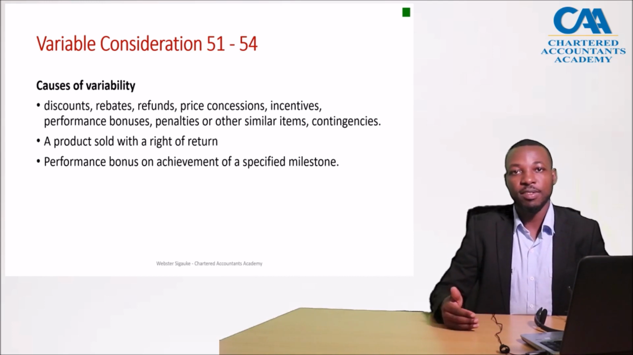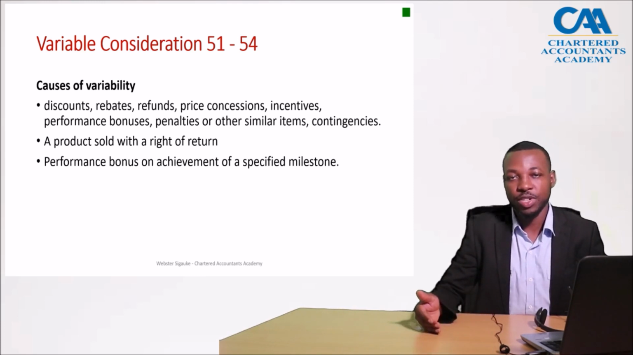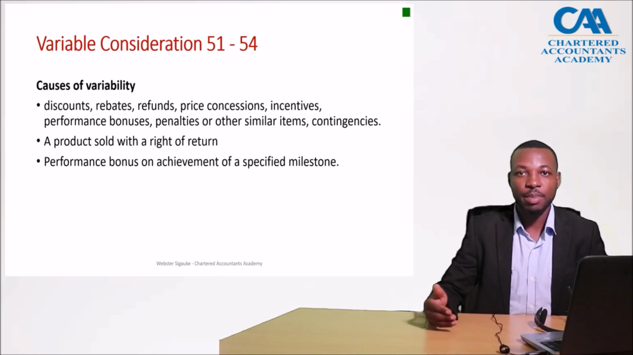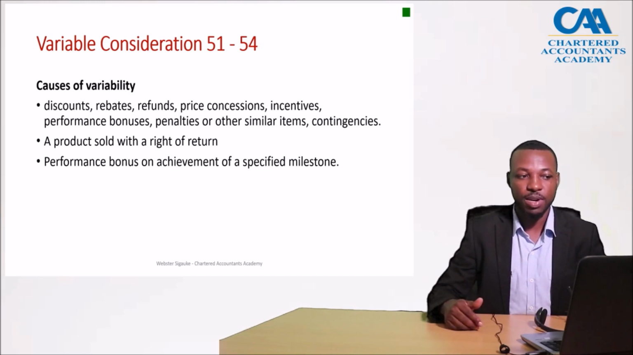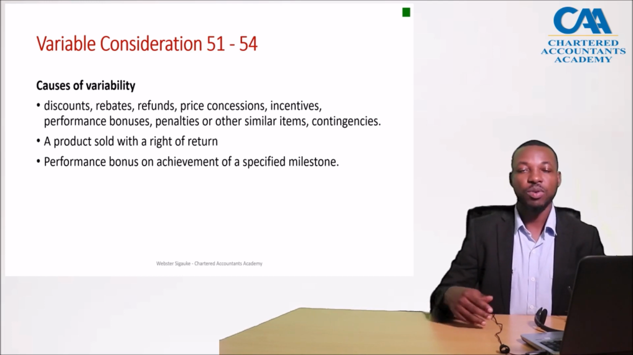We also have refunds when you get to a shop and they say, after buying this product, you can actually come back and get a refund if the product is not working in perfect condition, or you can come and claim a refund if you do not like the product within a certain space of time which will be given. So when you've got refunds being given, that can also result in variation in the transaction price. We also have incentives, bonuses, penalties, and other similar items which also cause variability in transaction price.